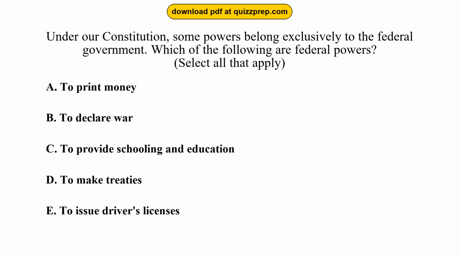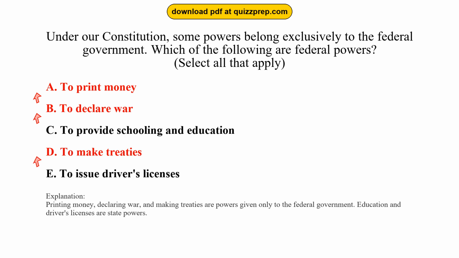Question 29. Under our Constitution, some powers belong exclusively to the federal government. Which of the following are federal powers? Option A. To print money. Option B. To declare war. Option C. To provide schooling and education. Option D. To make treaties. Option E. To issue driver's licenses. The correct answers are options A and B and D. To print money, to declare war, to make treaties. Printing money, declaring war, and making treaties are powers given only to the federal government. Education and driver's licenses are state powers.